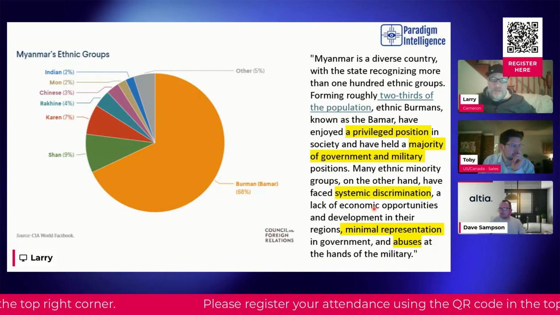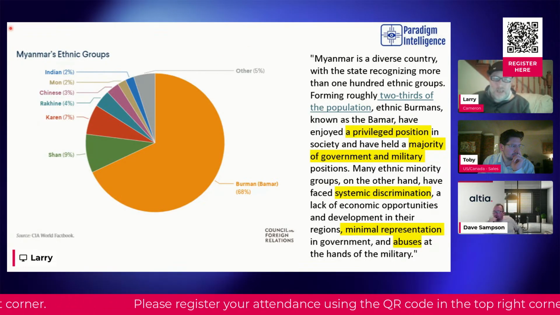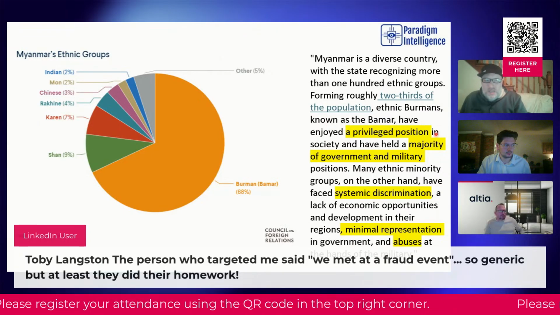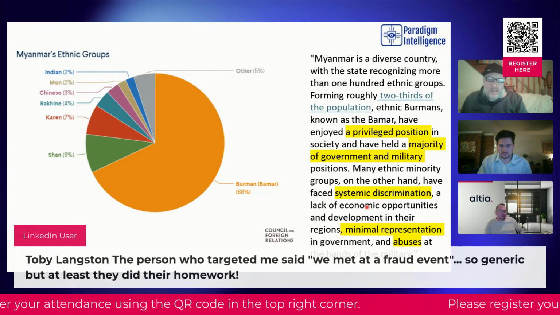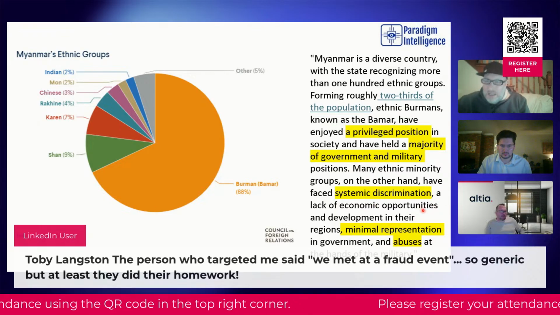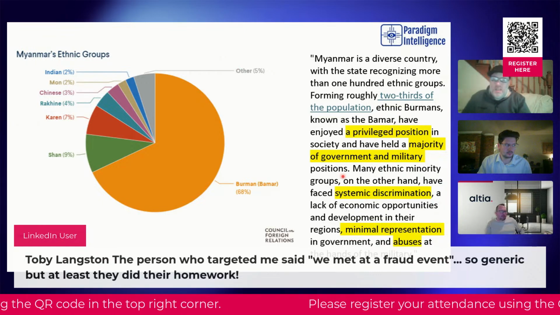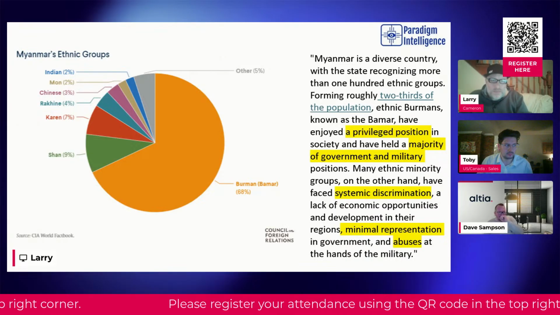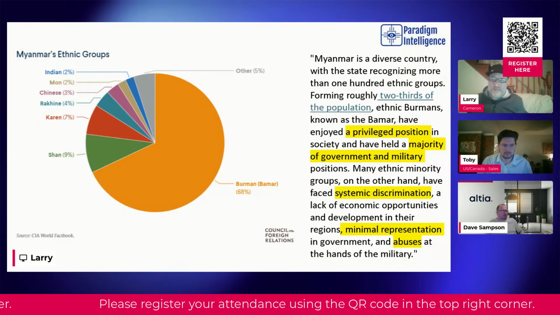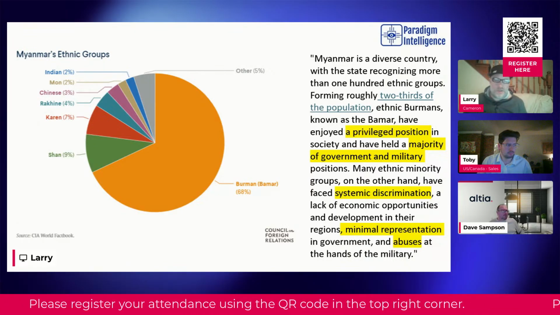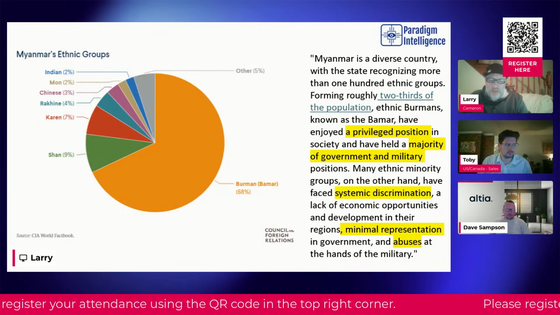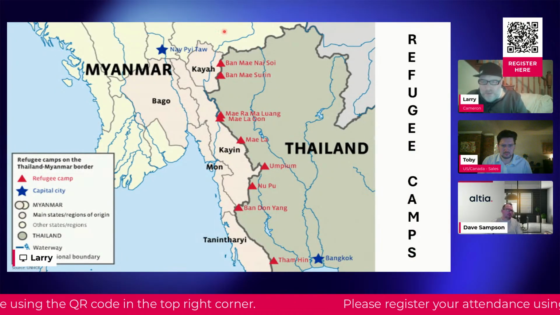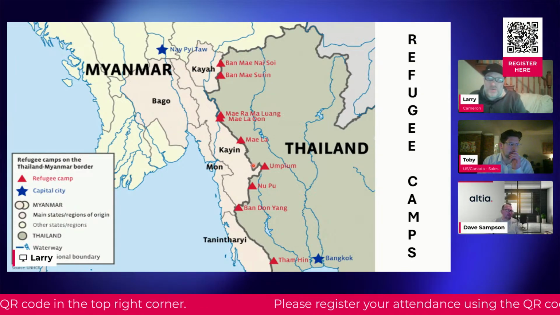This is the Myanmar ethnic groups. The majority of Myanmar, the Burmese, are two-thirds of the population. It's a very privileged position. The majority of government is military. There's systemic discrimination. So I don't know the full details, but the Rohingya are a certain Muslim minority, and they were trying to exterminate them. It was genocide. So here are some of the different refugee camps. They're all along the border. They were trying to escape Myanmar.